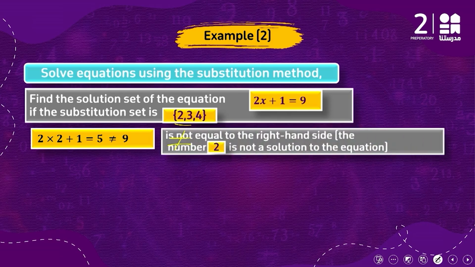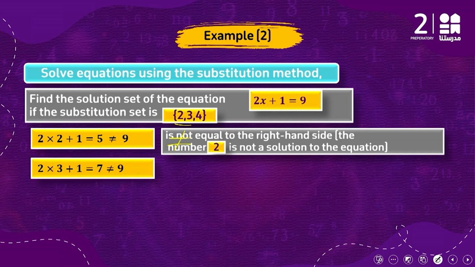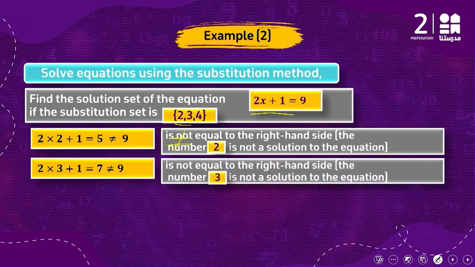Now let's use another one, which is 3. 2 times 3 plus 1. 2 times 3 is 6 plus 1 is 7, which also is not equal to 9. So it's not equal to the right-hand side, which is 9. So number 3 is not a solution to the equation.